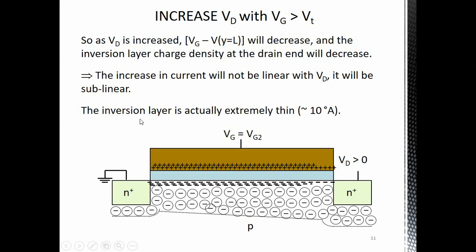That is one observation. The other is just an observation that although here I have shown this inversion layer thickness, it looks actually thick, but the inversion layer is extremely thin. It is typically of the order of 10 angstroms. Of course, you can't see 10 angstroms, so this is again a representation. Similarly, the positive charge in the metal is also of the extent of 10 angstroms or so.